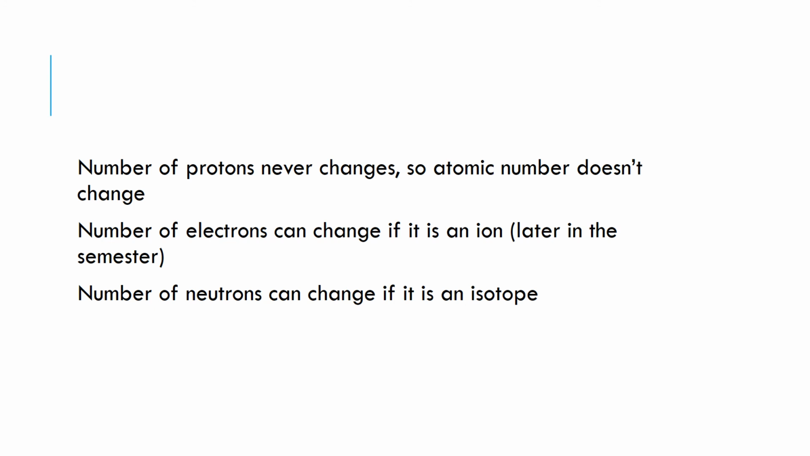Our number of electrons can change if it is an ion, so we will talk about that. In the next couple chapters here, we'll talk about ions, and then we will talk about isotopes, which is when we have different numbers of neutrons within the same element atom. So we'll talk about those here in the next couple of days.